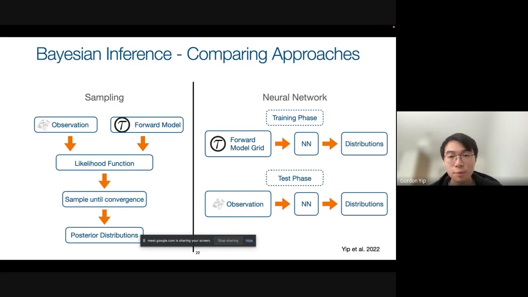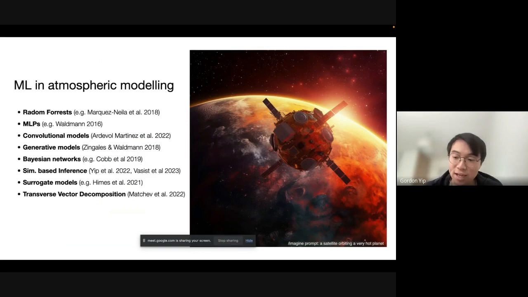And then people also came up with a neural network approach. Instead of using this kind of sampling approach, you generate a lot of forward models, basically a lot of atmospheric models. You train a neural network, which is NN here, to produce a distribution. And then in the test phase, once you have trained the neural network, you'll be able to apply it to the observation, and out you go, a distribution. It's very quick. And a lot of people have actually tried that as well. We've tried random forests, convolution models, generative models, and then you can see the trend.